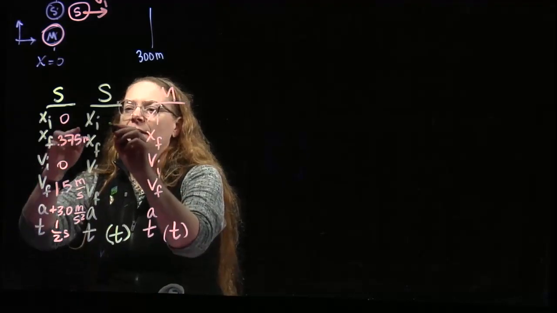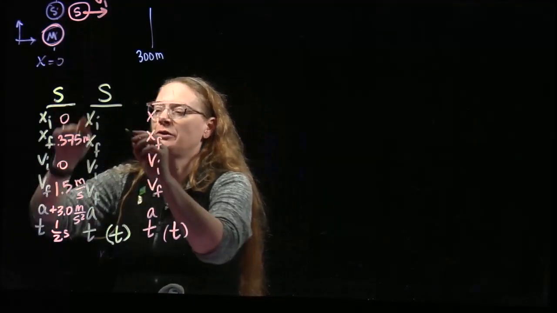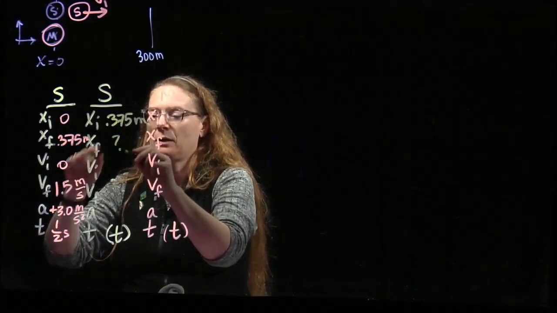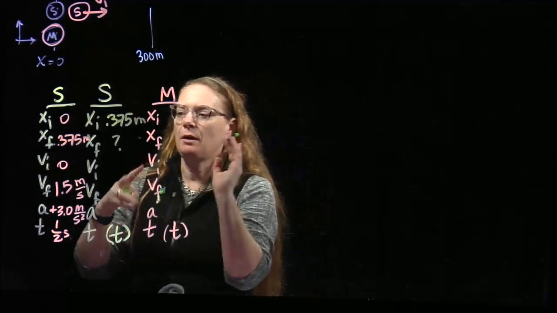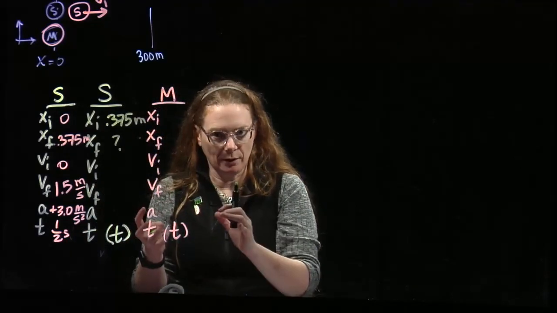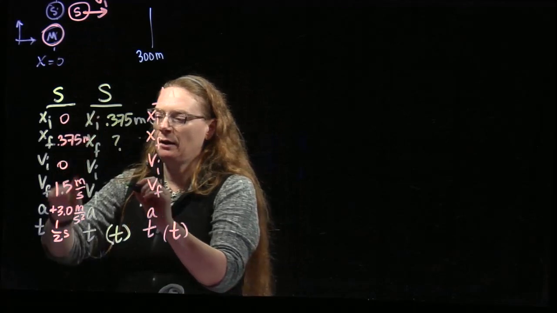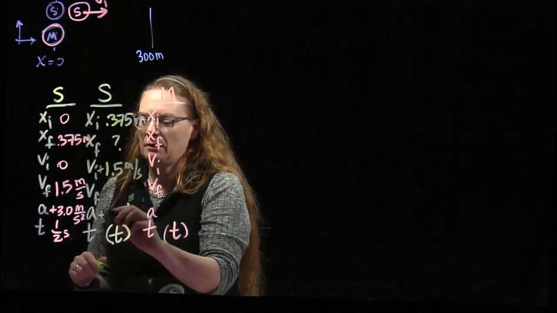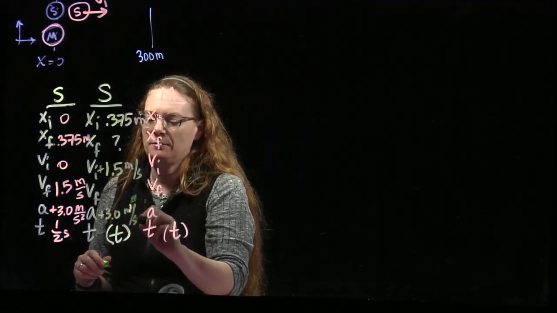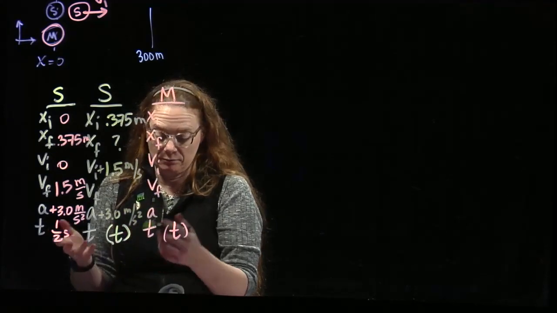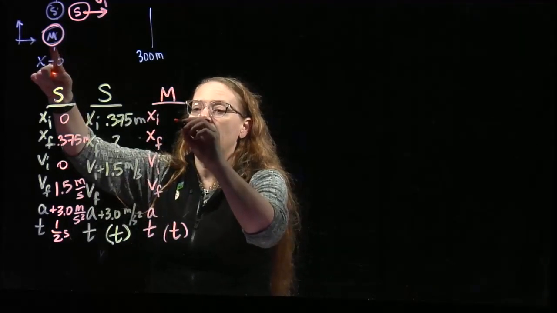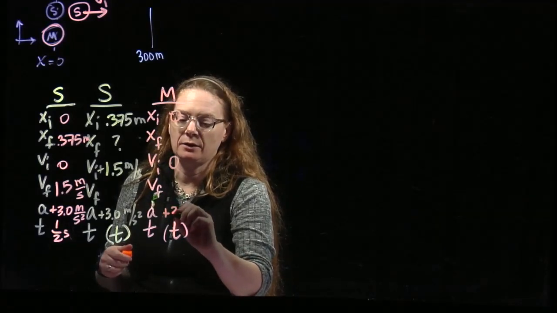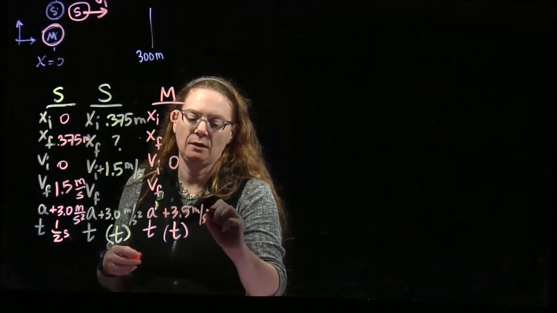Okie dokie. Now, my initial position isn't the origin. It's going to be 0.375 meters. X final is my question mark. That's what I want to know, where they have the same final position. V initial, no longer at rest. We've started moving already. We are moving at 1.5 meters per second. And I have 3.0 still for my acceleration. All right. And then my time is just time. Maserati, still back here, starts at 0. It's still at rest. And its acceleration is 3.5 in the positive direction.